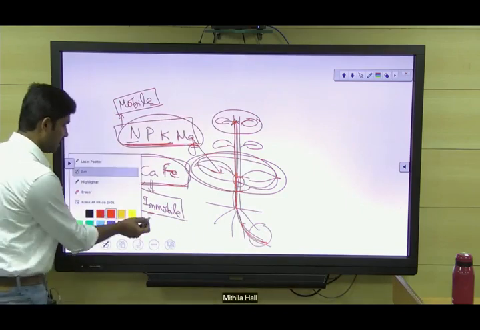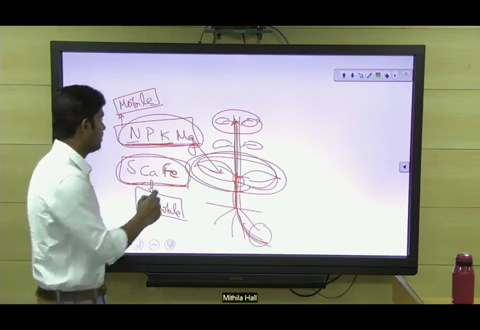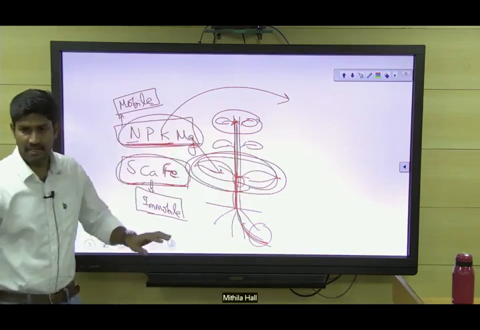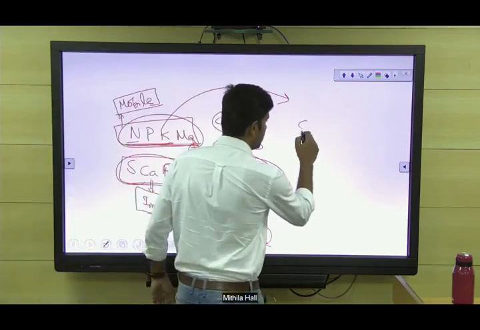And one more, the same logic we can apply. For example, this is the mobility, immobility within the plant. In soil, Sonobo.